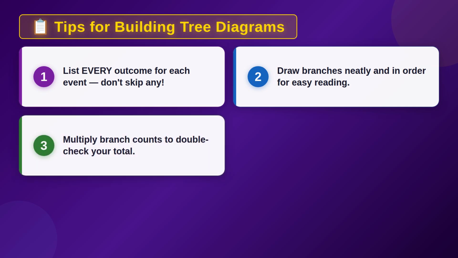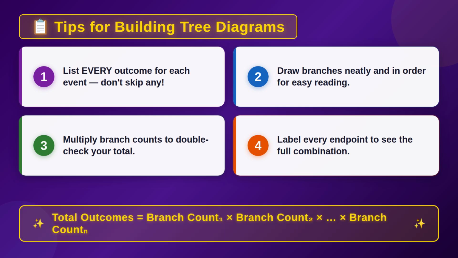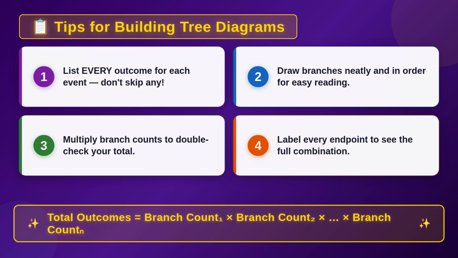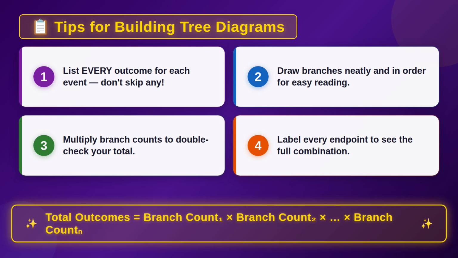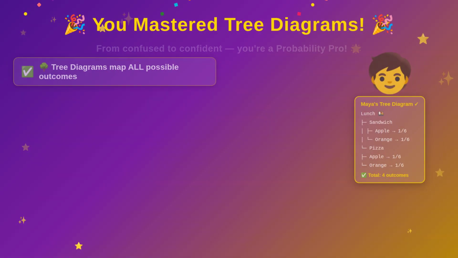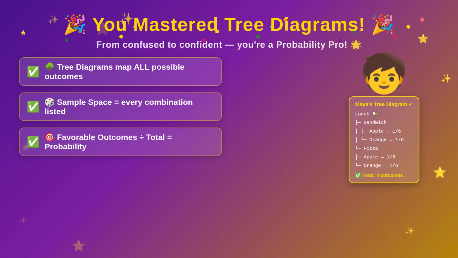Before we wrap up, let's talk tips for drawing great tree diagrams. Number 1, always list every single outcome for each event. Don't skip any. Number 2, draw your branches neatly and in order so it's easy to read. Number 3, use multiplication to double-check your total. Multiply all the branch counts together. And number 4, label every endpoint so you can clearly see the full combination. Follow these tips and your tree diagrams will always be spot on.